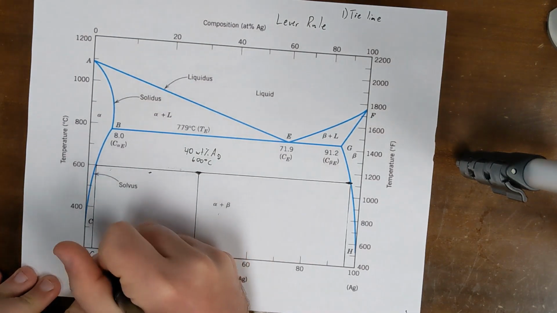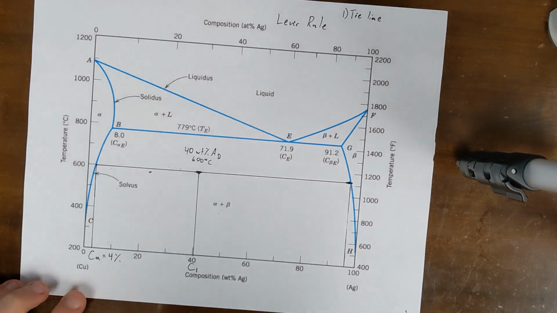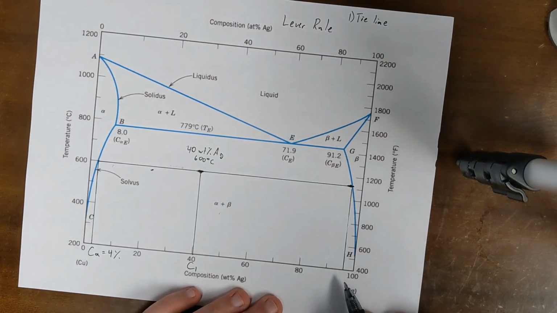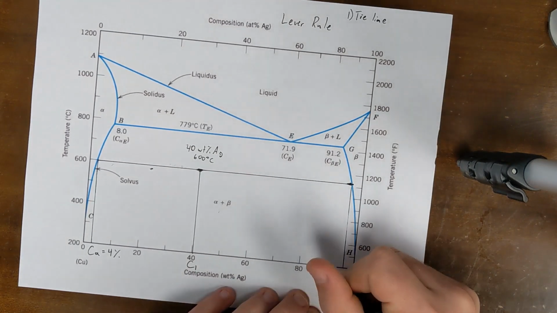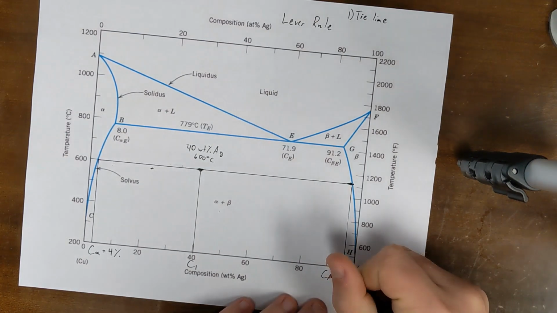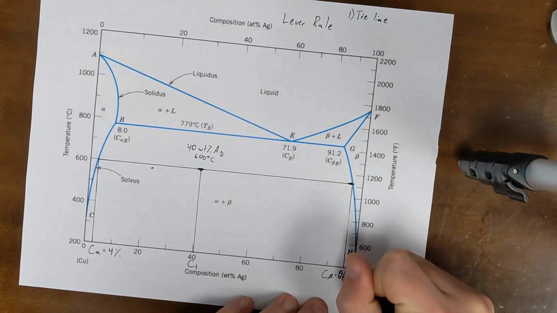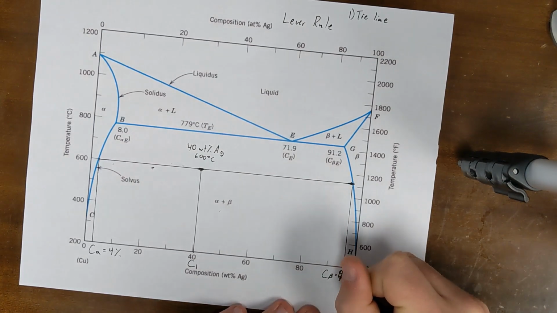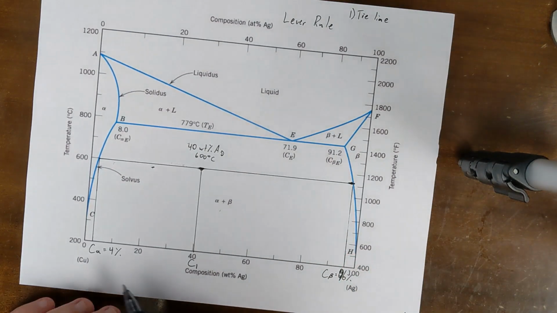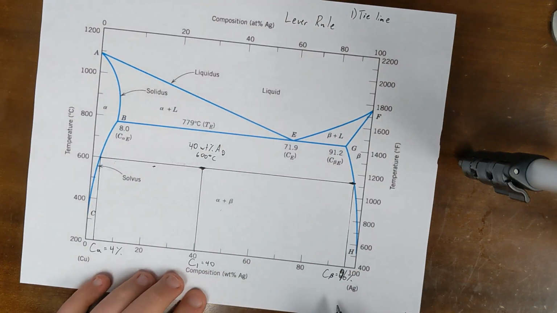And looking at that, that's probably around, I'm gonna say 4% silver. And then here, we know the composition of the beta phase in our two-phase region, right? So this is C beta. And that's probably, I'll say 96% silver, sorry, it's a 96. Okay, so we now have a C alpha, a C1, which is 40, and a C beta, which is 96.